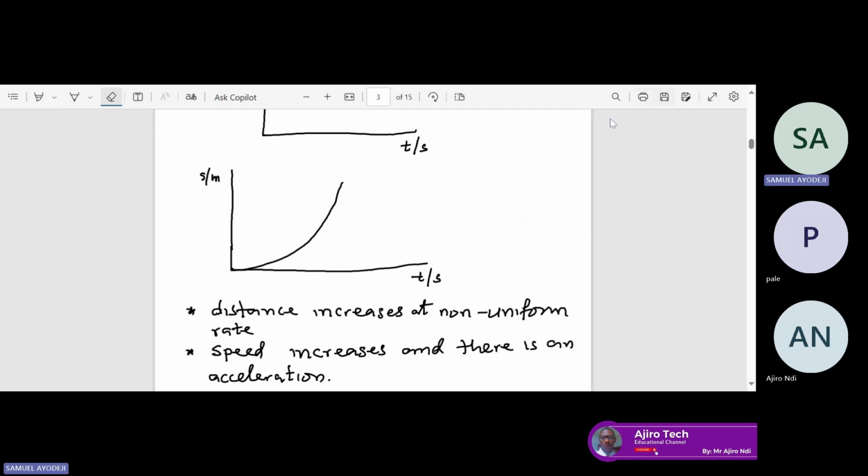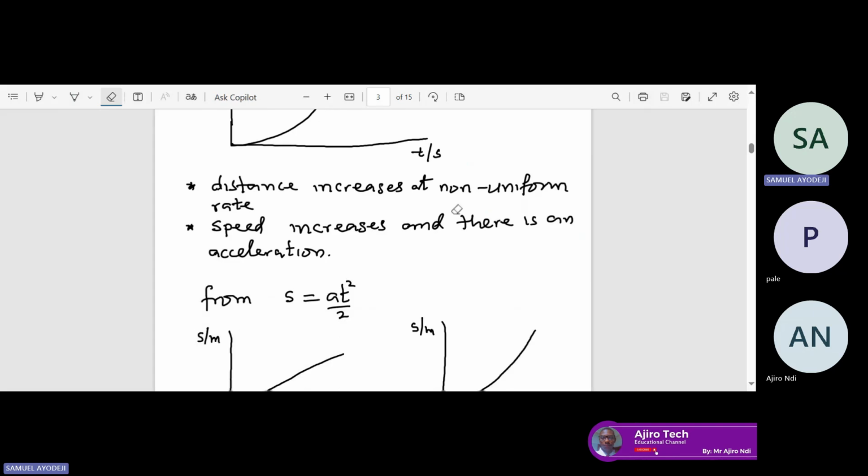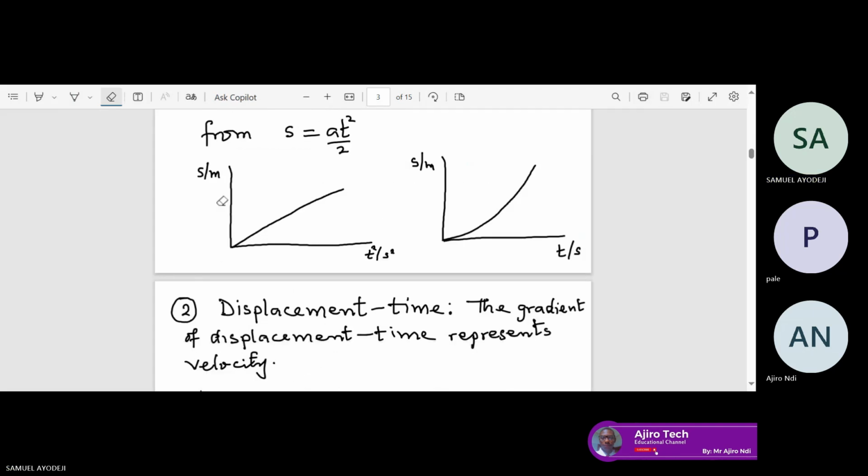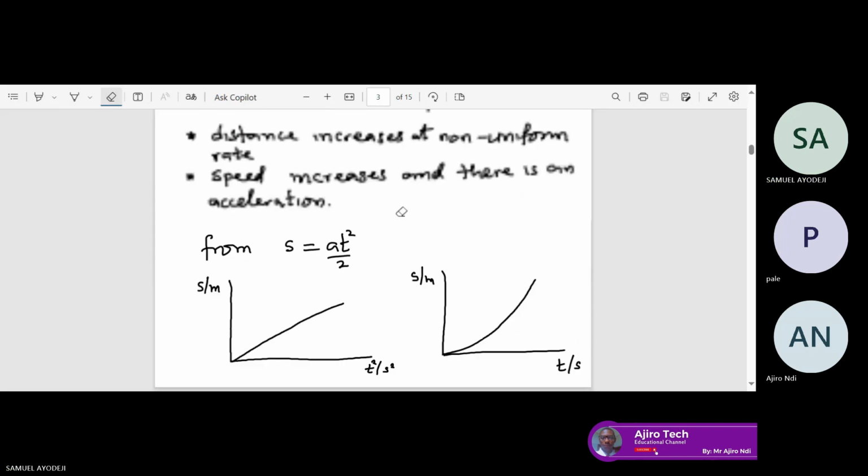Now, the speed. When you have a decreasing graph, let me draw it here, a decreasing graph.